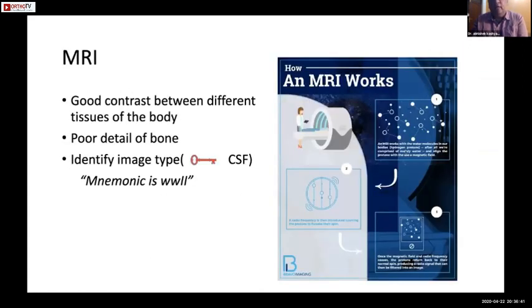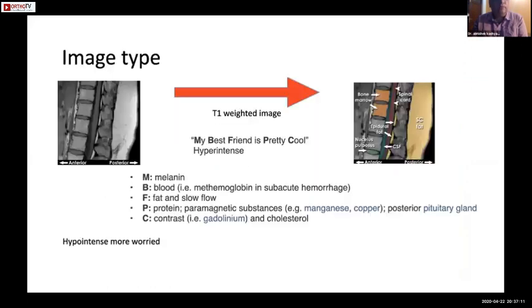Coming to the MRI, the magnet leads to stimulation of the water molecules, and then they relax, and this relaxation is captured and reformatted to give us the images. So it gives a good contrast between different tissues of the body. It gives very poor detail of the bone. The candidate should know which image he's dealing with, and the key is the CSF. The mnemonic is water, World War II. So you remember water is white on T2 weighted images.